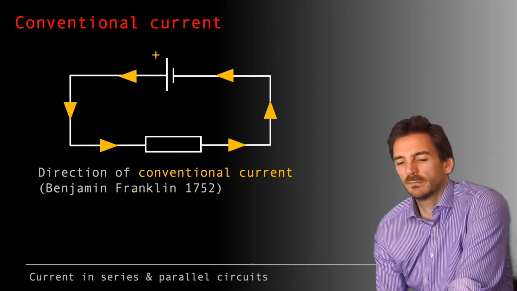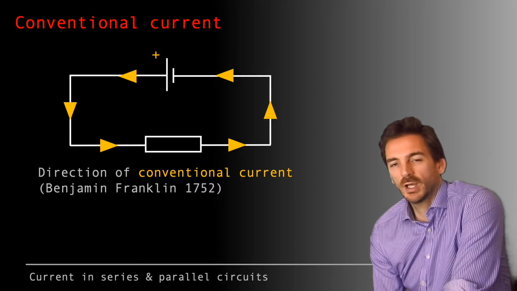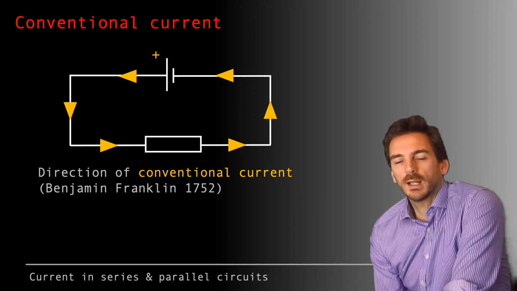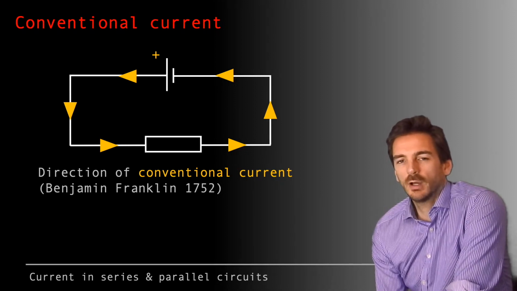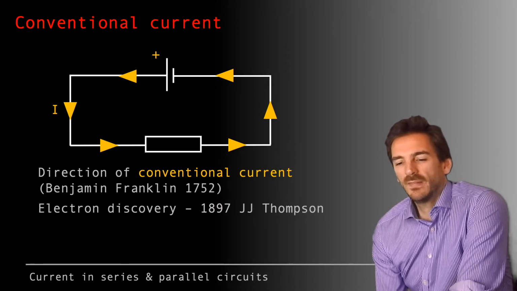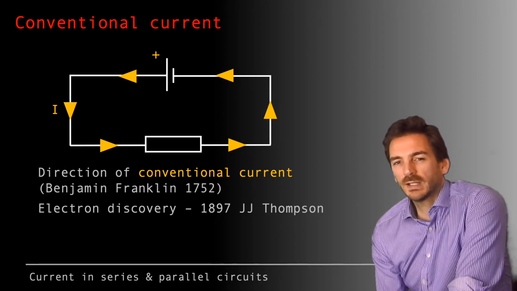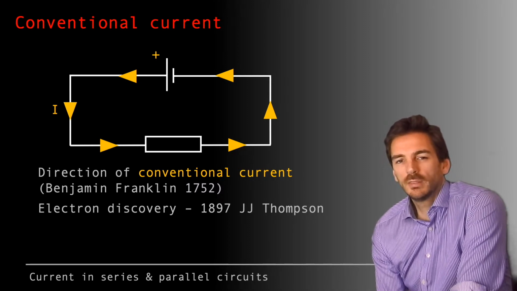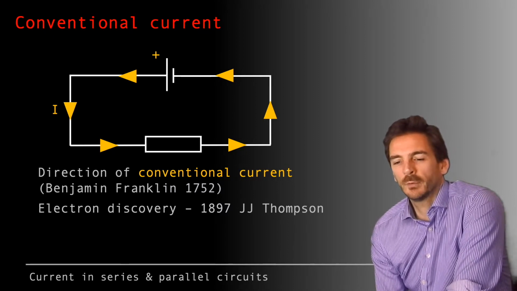And that's due to Ben Franklin in 1752 coming up with the idea that charge flowed in this circuit, but he didn't know whether the charge was positive or negative. About 150 years later J.J. Thomson discovered the electron, and that's when we knew that electrons had negative charge. So for about 150 years there were lots of books written and science evolved using electricity, thinking that current flowed from the positive terminal to the negative terminal.